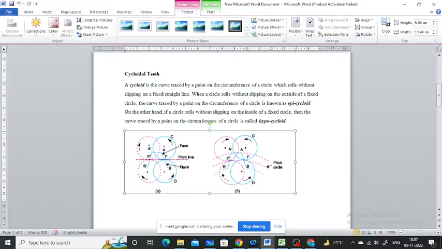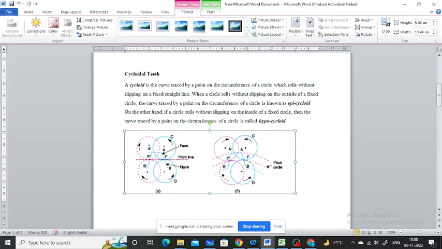Similarly, the two curves P dash A dash and P dash B dash forming the opposite side of the tooth profile are traced by the point P dash when the circles C and D are rolled in opposite directions. Okay, it is all about the cycloidal teeth.